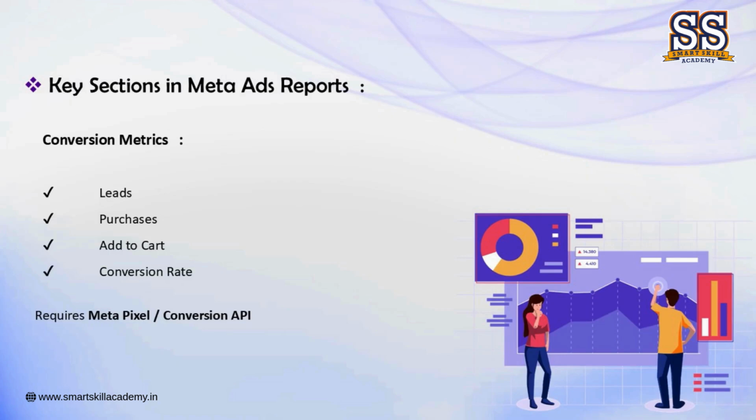Tracking these metrics strictly requires the Meta Pixel or Conversion API to be correctly installed on your website to bridge the gap between ad interactions and off-platform actions. By mastering these reports, you move beyond simple engagement and gain the ability to prove the direct impact of your advertising spend on your company's bottom line.